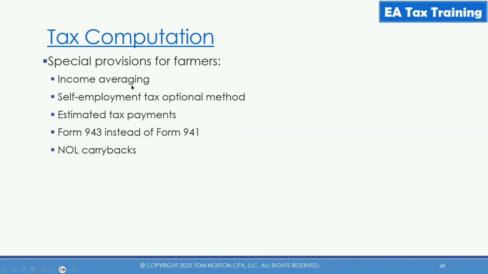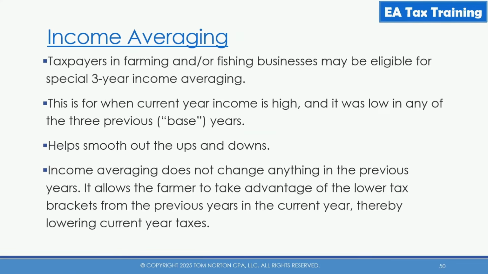Specifically, what we will look at is income averaging for farmers, self-employment tax optional method, estimated tax payments for farmers, using Form 943 instead of Form 941, and then finally NOL carrybacks. Income averaging. Taxpayers in the farming and or fishing businesses may be eligible for special 3-year income averaging. This is for when current year income is high and it was low in any of the 3 previous or base years. This helps to smooth out the ups and downs.